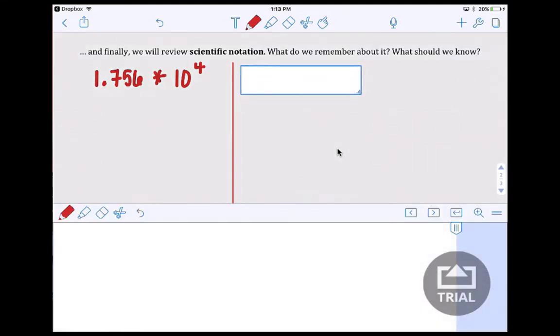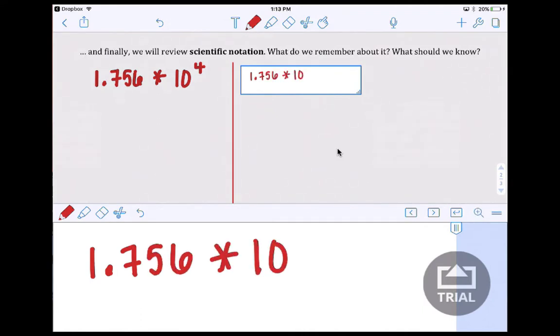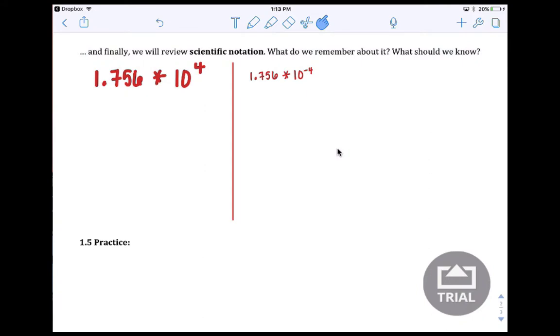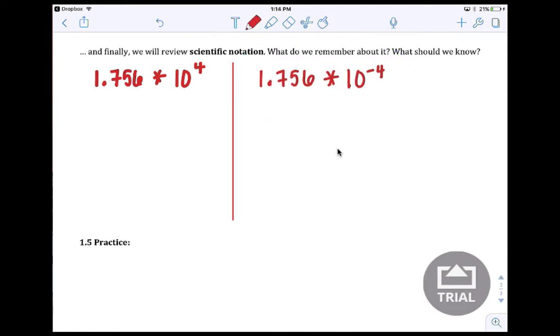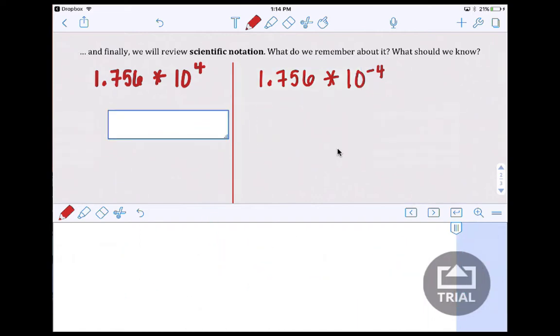And on this side, we can see something like 1.756 times 10 to the negative fourth. Make that a little bigger for everybody so that they're the same size, because that would bug me if they're not. That's close enough. So, what does this mean?